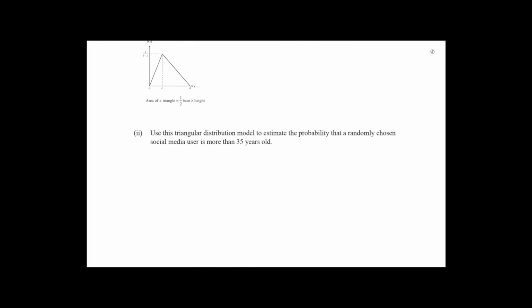Okay. Now we're asked to work out some cumulative distribution using the data that's been given. So use this triangular distribution model to estimate the probability that a randomly chosen social media user is more than 35 years old. So the probability that the user, X, is greater than 35. Right, given that A is 17, B is 82, and C is 30.